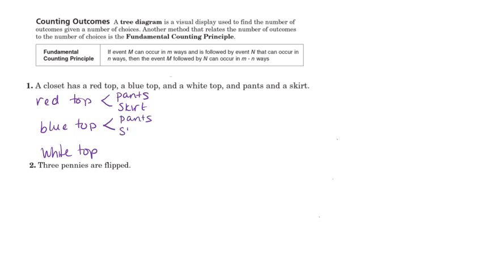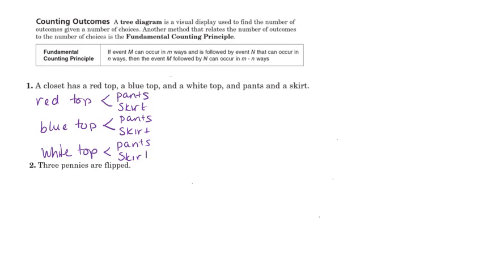I can do what's called a tree diagram. In a tree diagram, you actually write out a visual representation of the number of outcomes. So I could say I have a red top, I have this blue top, and I have a white top. In the red top, I can wear the pants or the skirt. The blue top, that can be split up. I can use the pants or the skirt. And then the same thing with the white top. I can wear pants or a skirt.